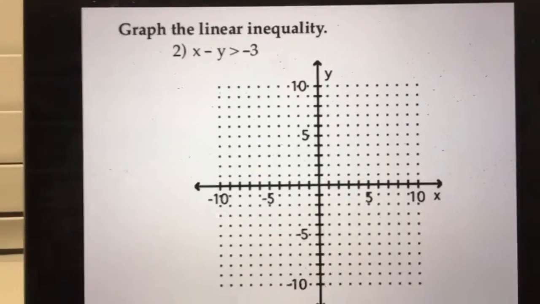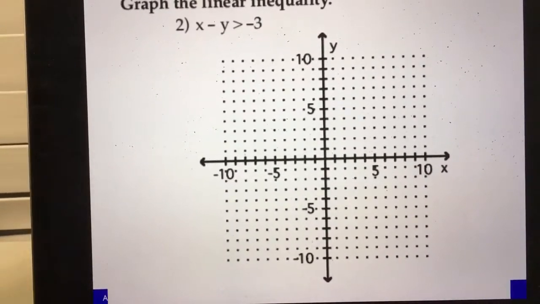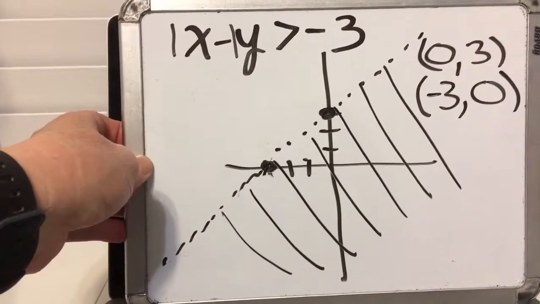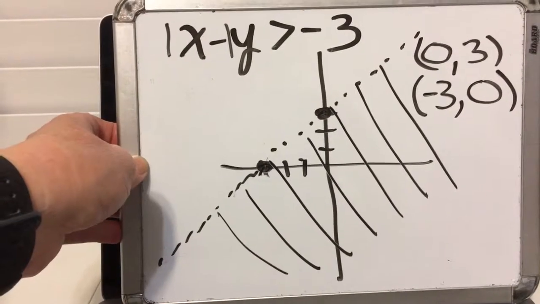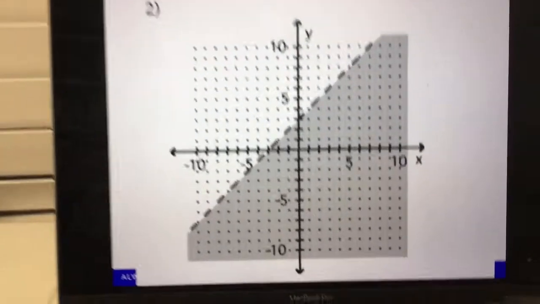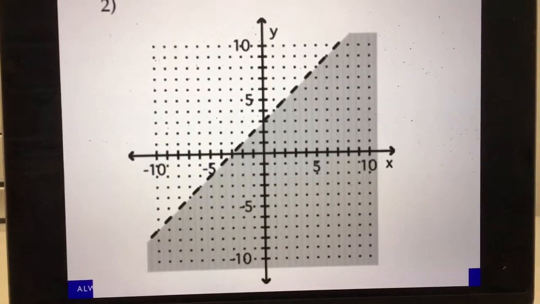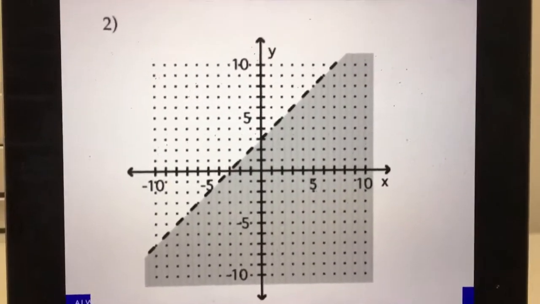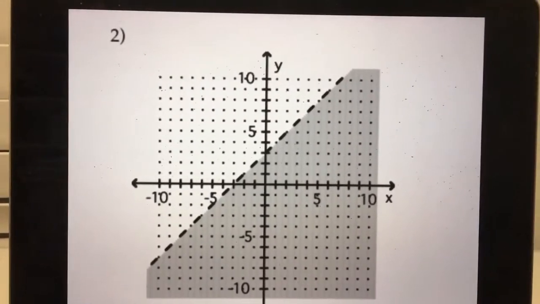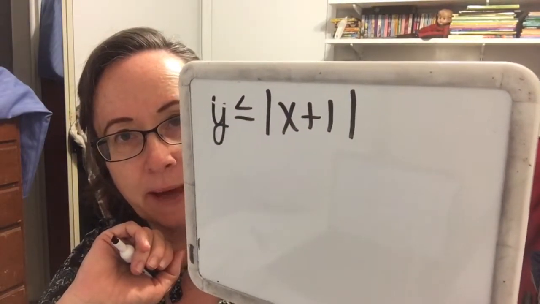Okay, so now we go over to the second one, which we were told to graph, and we graphed it like this. Here was the graph. It went through 0, 3 and negative 3, 0, and it was shaded down. And here is the graph that they gave in the book, and it looks just like ours. I'm just showing you the book answers so that you can see them as well. All right, the next one that we're going to work on is number 3 in the back of your PowerPoint.